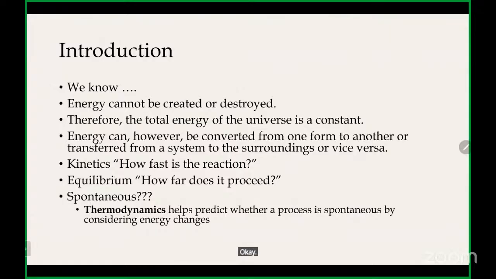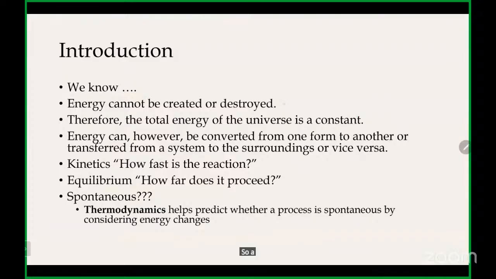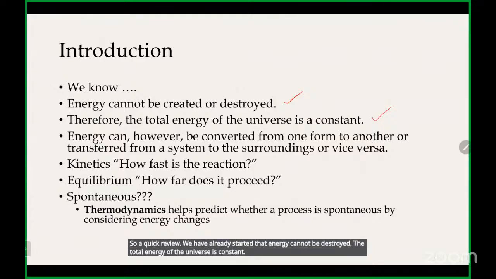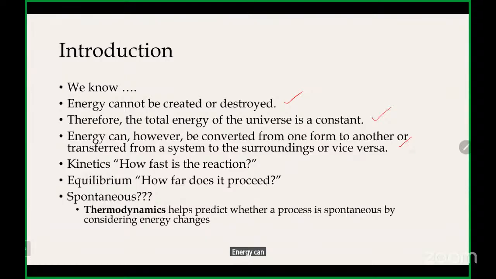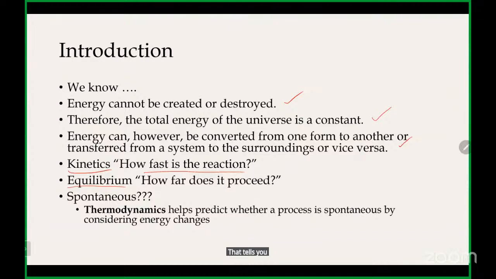So the other topic that we are going through is spontaneity. That is, reactions occurring without aid. So, a quick review: we have already said that energy cannot be destroyed. The total energy of the universe is constant. Energy can be converted from one form to another. In the field of kinetics, we study how fast a reaction can occur. In the field of chemical equilibrium, I don't know if you've talked about it, but I'm sure you will, that tells you how far a reaction can go before it reaches a stable state.